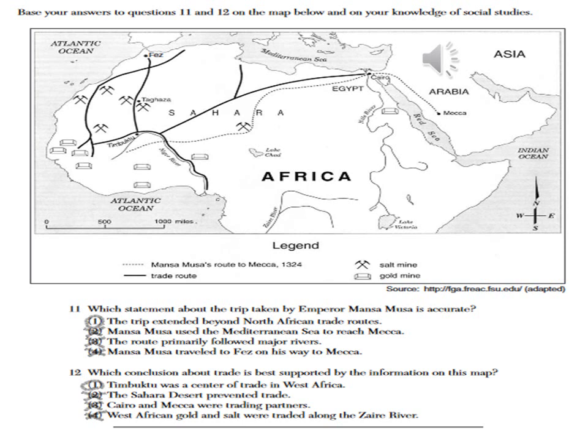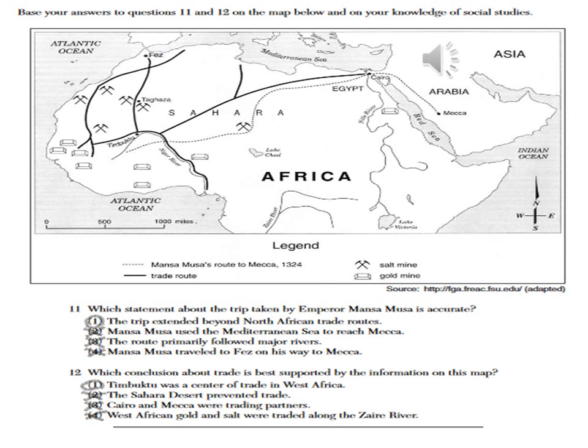By the way, I have to maximize the map for you guys to see the questions and the answers. That's why I'm only gonna speak right here for questions 11 and 12 because there's just no space. So, question number 11. Which statement about the trip taken by Emperor Mansa Musa is accurate?